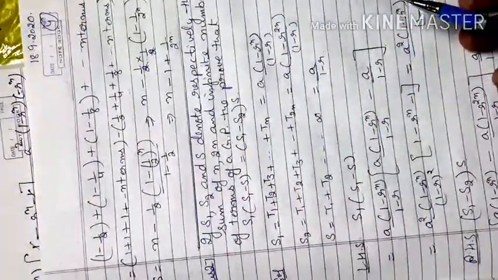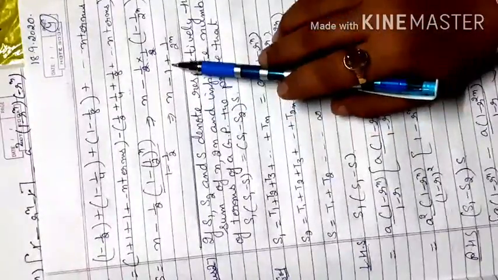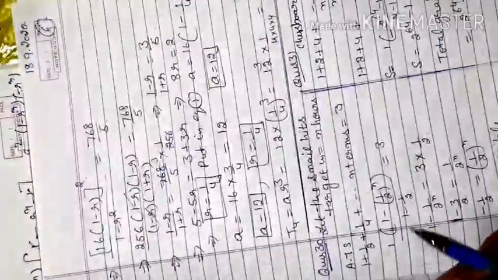So after that you just open it, so that will be your required answer, n minus 1 plus 1 by 2 raised to power n.